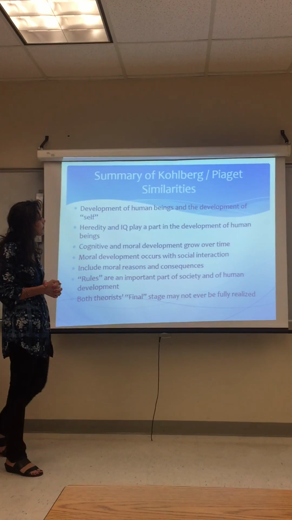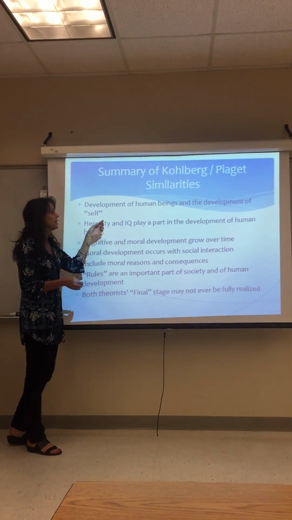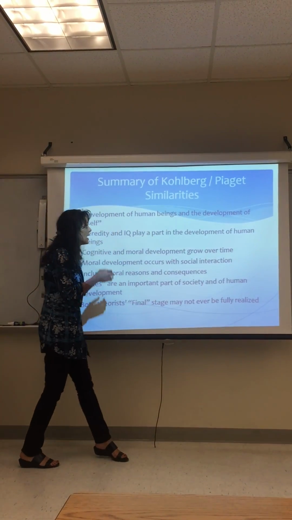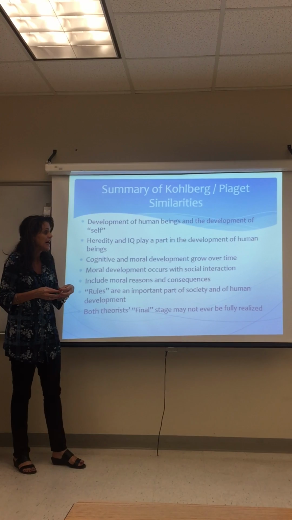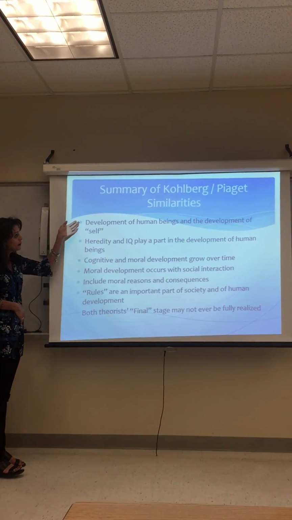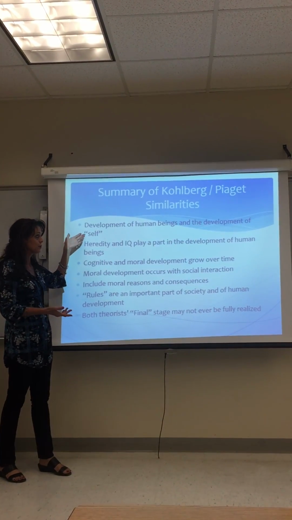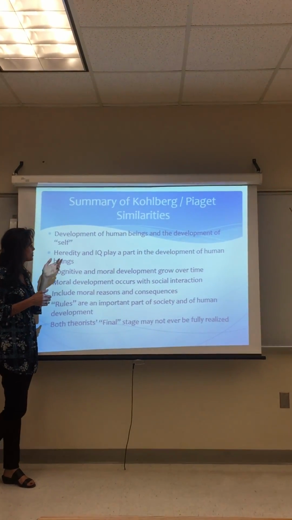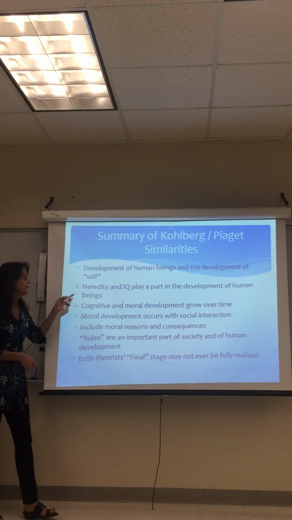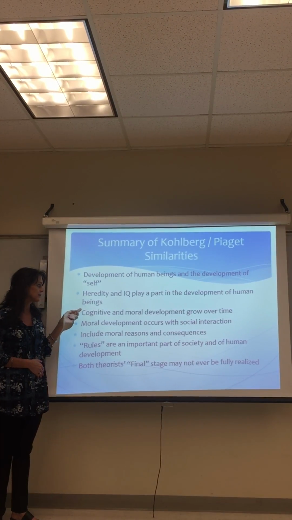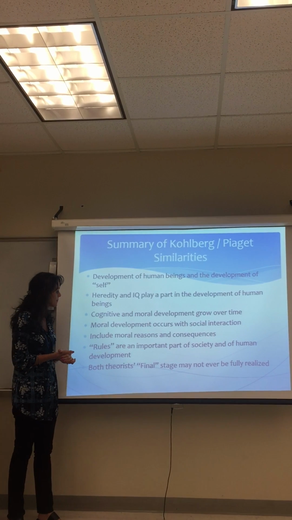In summary, I also wanted to point out that, as I said at the beginning, Kohlberg started by studying Piaget, and when he did, he used Piaget's theory of cognitive development, and he extended it further. So in both of these theorists, Kohlberg and Piaget, we have the development of human beings and the development of their self. These are just some commonalities that I found between Kohlberg and Piaget, for those of you who are familiar with Piaget. Heredity and IQ play a part in the development of human beings. The cognitive and moral development grow over time, for both of these theorists.